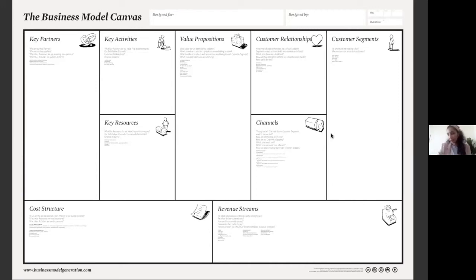فالحين عرفتوا, you have your problem. Just to recap, عندكم البروبلم اللي you're solving for your customer. You identified your customer. You identified the value that you're providing. And now you're identifying the channel, how you will reach this customer to sell your product. And then our fourth block is a relationship.